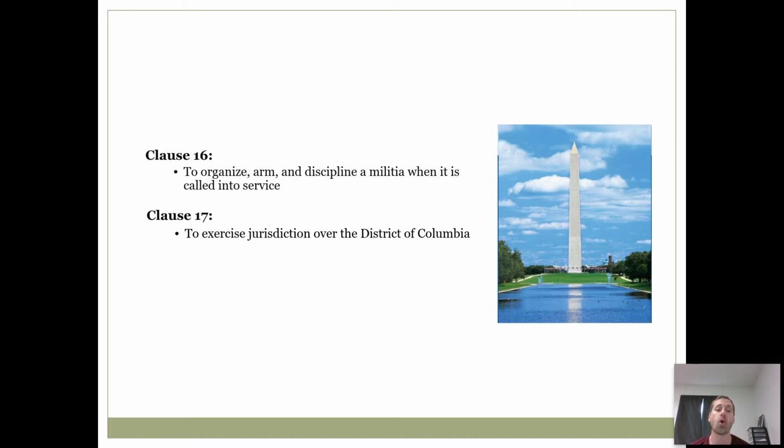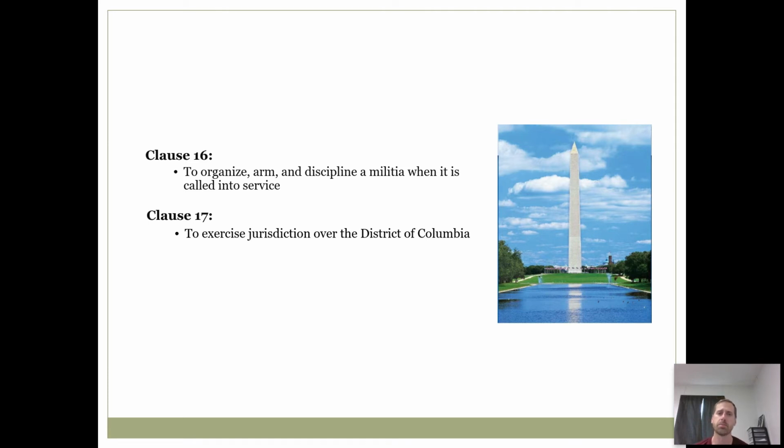They have the right to organize the militia. They have jurisdiction over the District of Columbia. Now, the District of Columbia is not a state. It's in between Maryland and Virginia, but it's a district. Washington, D.C., District of Columbia. And Congress has jurisdiction over that land.